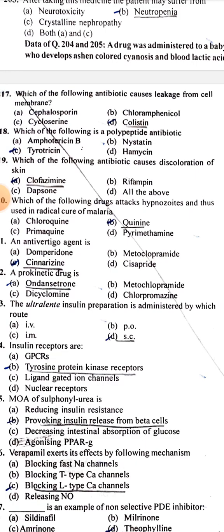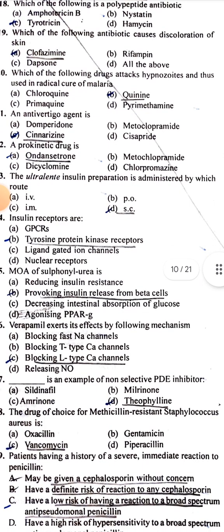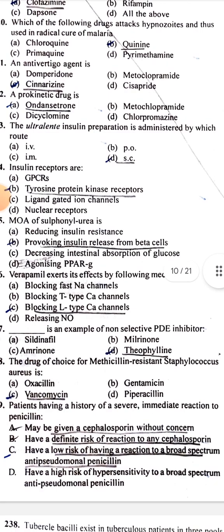Which of the following drugs attacks hypnozoites and thus is used in radical cure of malaria? Primaquine. An anti-vertigo agent is cinnarizine. A prokinetic drug is ondansetron. The ultra-short-acting insulin preparation is administered by subcutaneous route. Insulin receptors are tyrosine protein kinase receptors. Mechanism of action of sulfonylurea is provoking insulin release from beta cells.